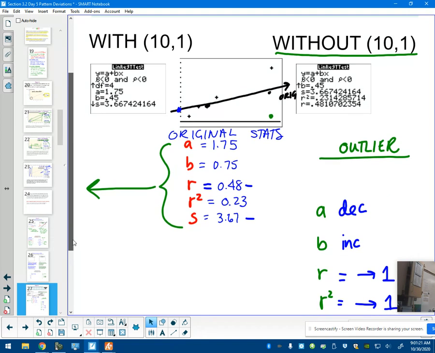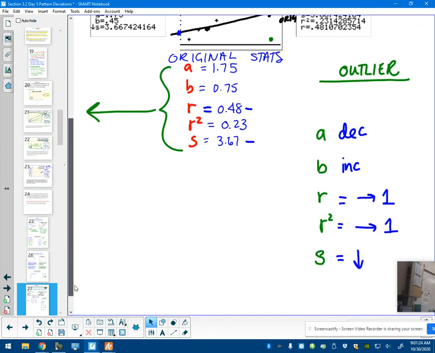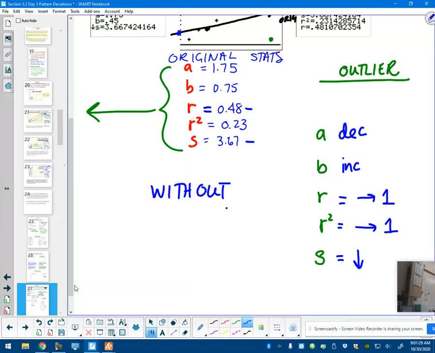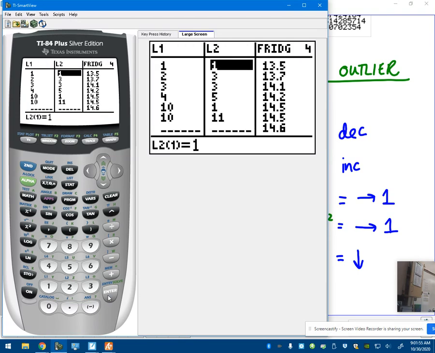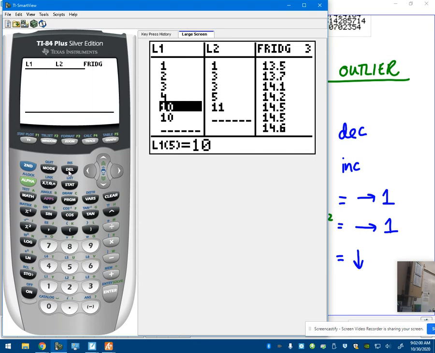So we're going to go take that point out now and redraw all this stuff. So this should be on the without side. Right now we're checking to see if it's influential. We already said it's an outlier. Okay? So how do we do that? Ready? I am going to go into Stat, Edit. I'm going to go down and take the point out. Delete. Over here, delete.